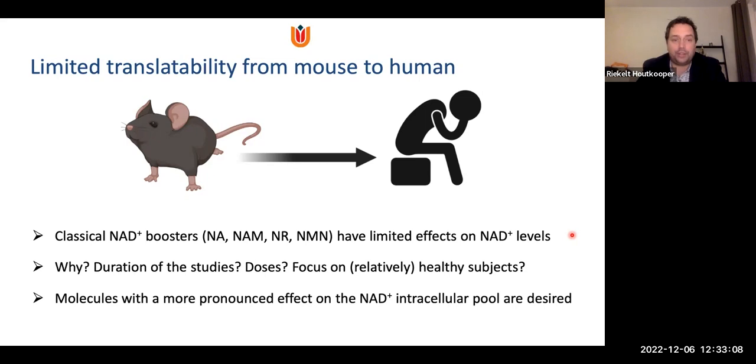Anyway, we need to find other ways to improve this NAD balance. And so we decided to focus also on molecules that maybe have a more pronounced effect on the intracellular NAD pool, hoping that this will translate also to a better NAD situation in people with disease.